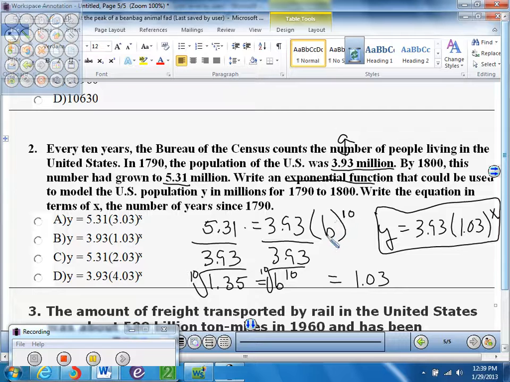Now if you look at this, we could eliminate some answers just by looking at it, because the A is what we started out with, so those are not possible choices. And then you could also work backwards since it's a multiple choice question. If I put in 10 here, it should give me the 5.31 because I know what happens after 10 years. But either way, it should be B for our answer.